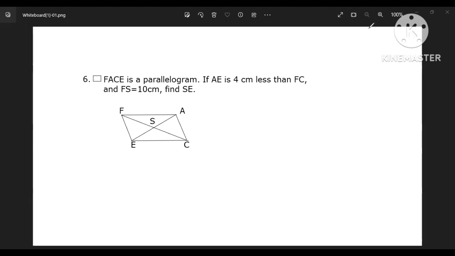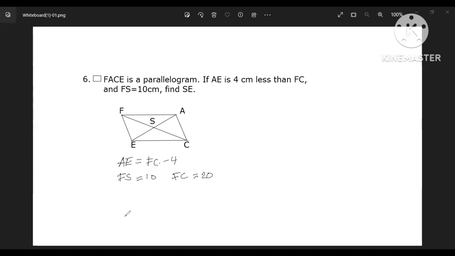Okay, let's go to number 6. Quadrilateral FACE is a parallelogram. If AE is 4 centimeters less than FC and FS equals 10 centimeters, find SE. So since AE is 4 centimeters less than FC, then we can write AE is equal to FC minus 4, no? Now, remember that diagonals of a parallelogram bisect each other, and therefore, if FS is equal to 10, then it follows that FC is equal to 20, right? With S serving as the midpoint of the two diagonals, no?